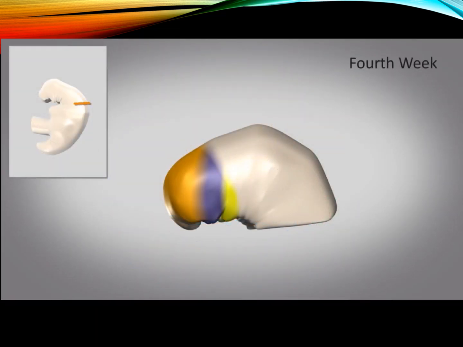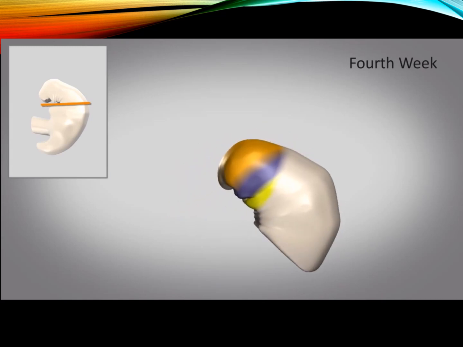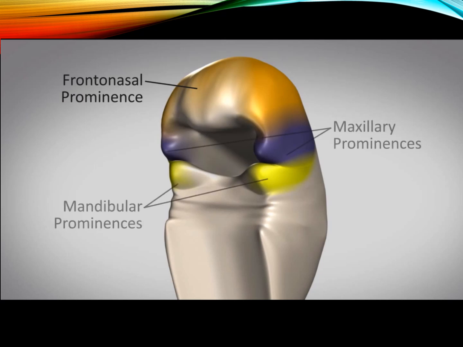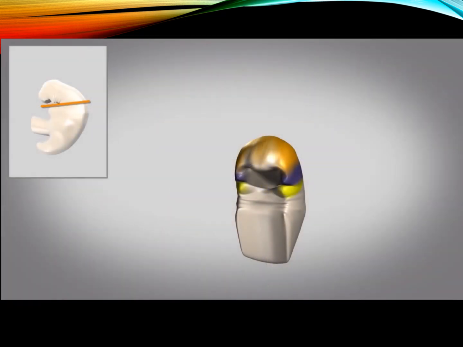By the 4th week of development, the embryo is characterized by 5 facial swellings, the frontonasal prominence, and the paired maxillary and mandibular prominences. These structures are formed in part from the migration and proliferation of the CNCCs from different regions of the neural tube.